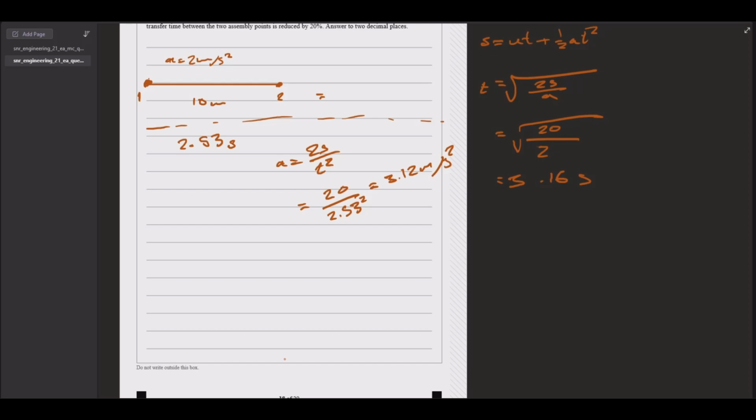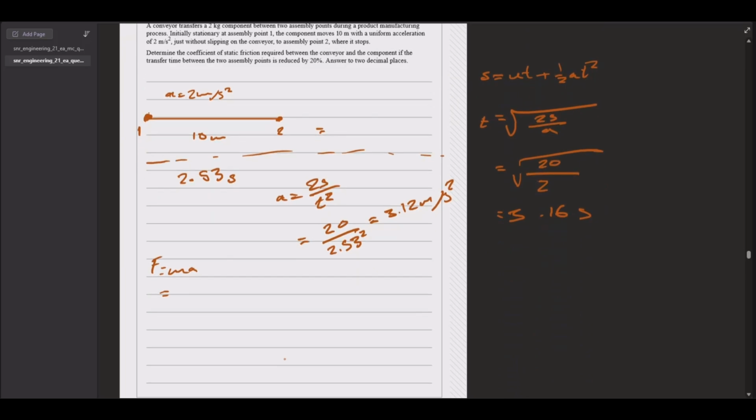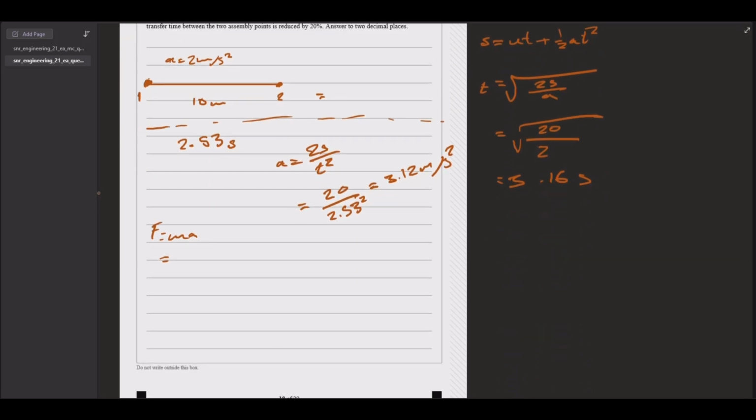we're going to first convert it to force. It's the mass, 2 kilograms, so 6.24. And we need to find the friction force, which is going to be our mu times the normal force, or mg. Alright, so then mu, with some rearranging, is going to be the friction force, divided by mg.